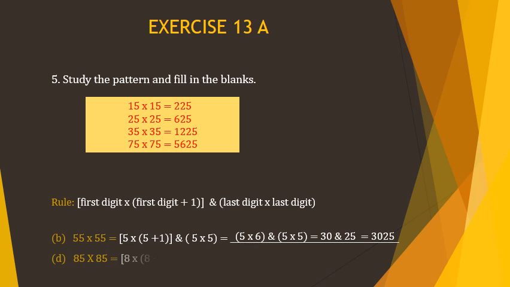Okay, in the same way, in the D part, we have to multiply 85 by 85. So what will be the answer? Let us see. 8 multiplied by 8 plus 1, that is 9. 8 multiplied by 9 is equal to 72. The first two digits will be 72 and the last two digits will be, the second digit is 5 in 85. So 5 multiplied by 5 is 25. So my answer is 7225. So this is the answer.